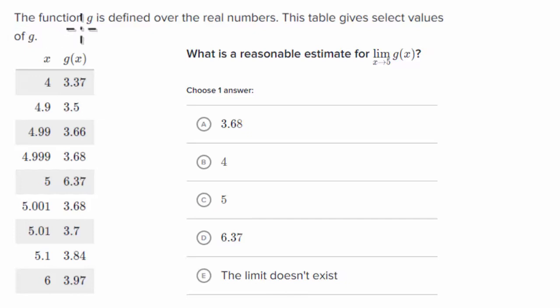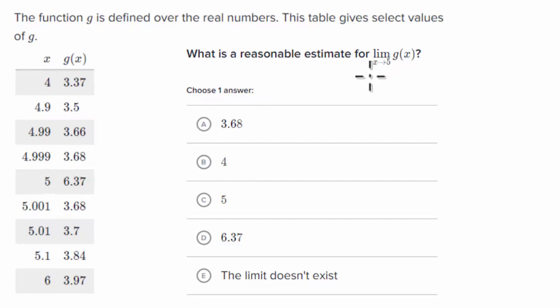The function g is defined over the real numbers. This table gives select values of g. What is a reasonable estimate for the limit as x approaches 5 of g of x? So pause this video, look at this table. It gives us the x values as we approach 5 from values less than 5 and as we approach 5 from values greater than 5. It even tells us what g of x is at x equals 5. And so given that, what is a reasonable estimate for this limit?